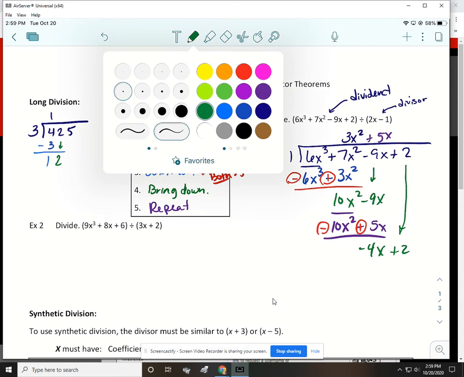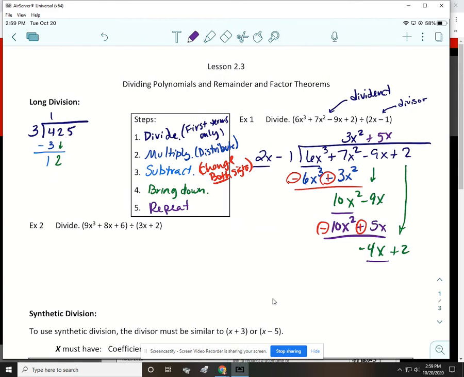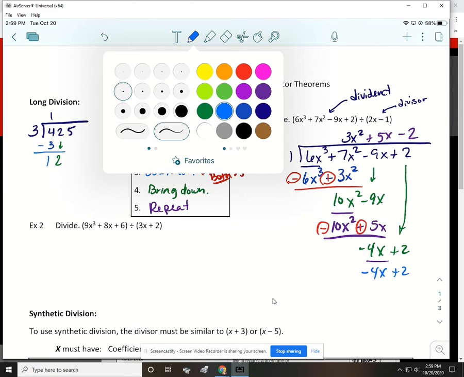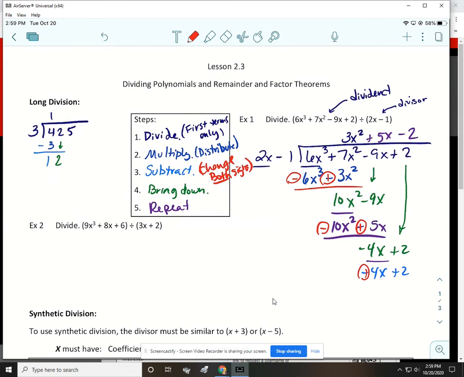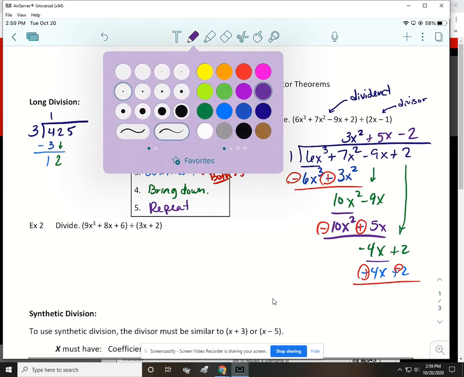All right, and then you're going to divide. So you ask yourself, what would you multiply 2x by to get negative 4x? That's going to be negative 2. All right, and then when we multiply, negative 2 times 2x is negative 4x. Negative 2 times negative 1 is positive 2. And then when I subtract, I change both signs. And we end up with a remainder of 0.